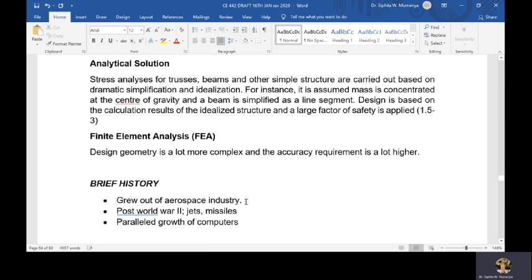In finite element analysis, you find in real life design, geometry is a lot more complex, and may not be simplified like a line element such as a beam or a column. And the accuracy requirement sometimes is a lot higher. Hence, we resort to finite element analysis.